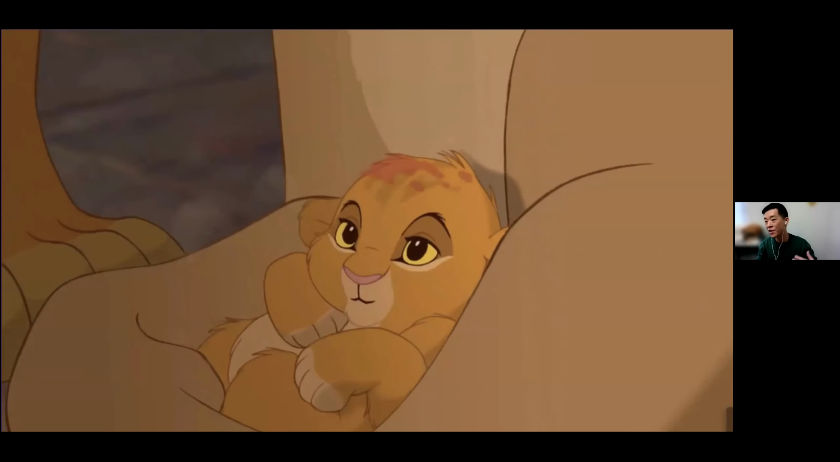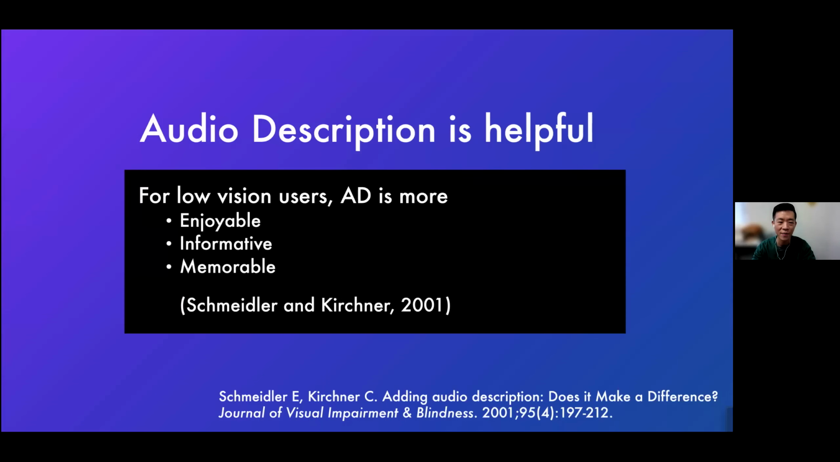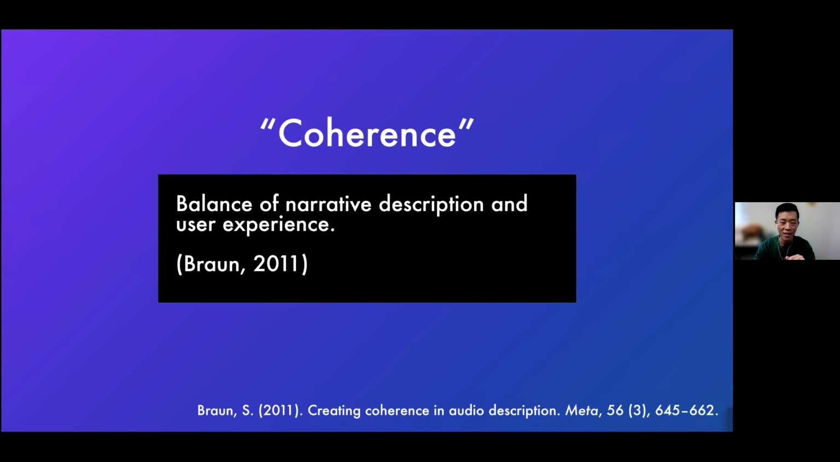So there's 2 versions of this movie. There's an audio described version. Now Netflix is doing a pretty good job with their accessibility as well. They have audio described versions of many of their shows and movies as well. So it's been shown in the literature that audio description is helpful for low vision users. It's more enjoyable, it's more informative, and it's more memorable. Not too surprising there. There's also the idea of coherence.